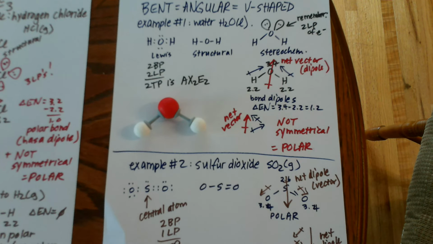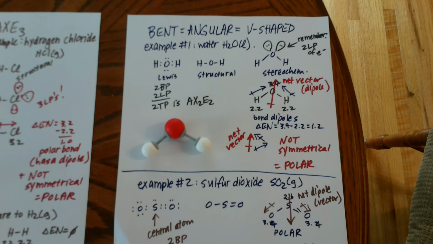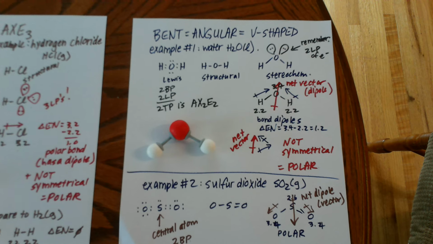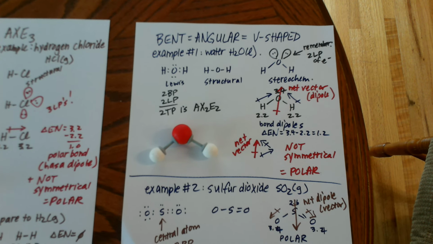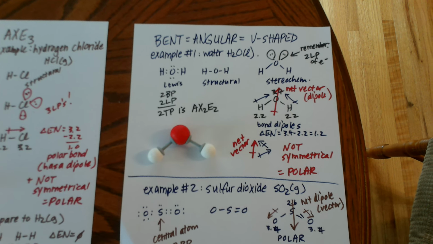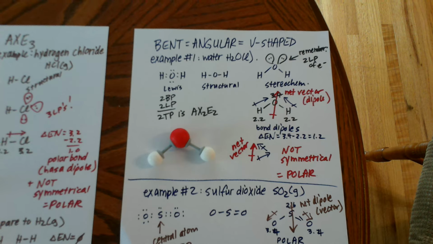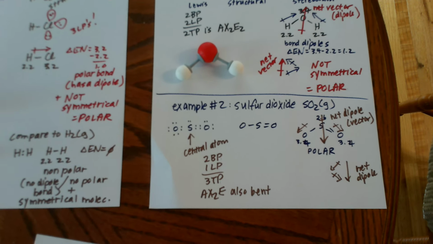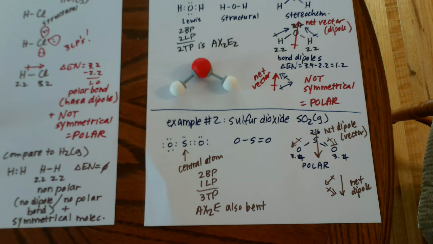So this is not a symmetrical molecule. It is polar. It has a net vector. You look at the bond dipoles, and there is a difference between the hydrogen and the oxygen atoms that put them into the polar range. So there are polar bonds, and because it is not symmetrical, it is a polar molecule. Now, I couldn't build this one, but sulfur dioxide is another polar molecule.